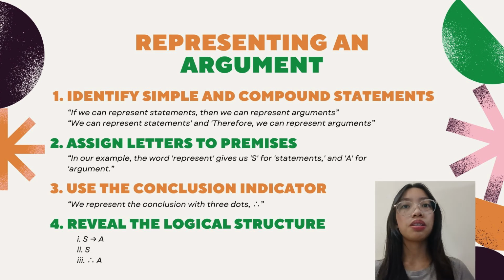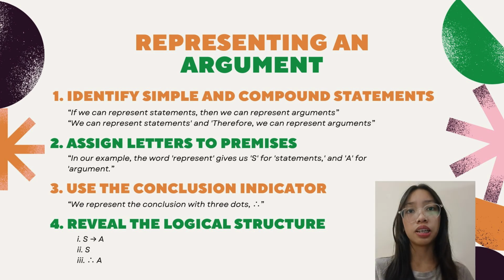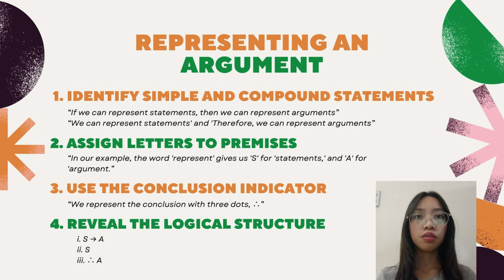The third step is to use the conclusion indicator. We represent the conclusion with 3 dots, like so. The fourth step is to reveal the logical structure. Once we structure the argument vertically, it should look like so, leading to the logical conclusion. This structure helps us analyze if the argument follows a valid form.